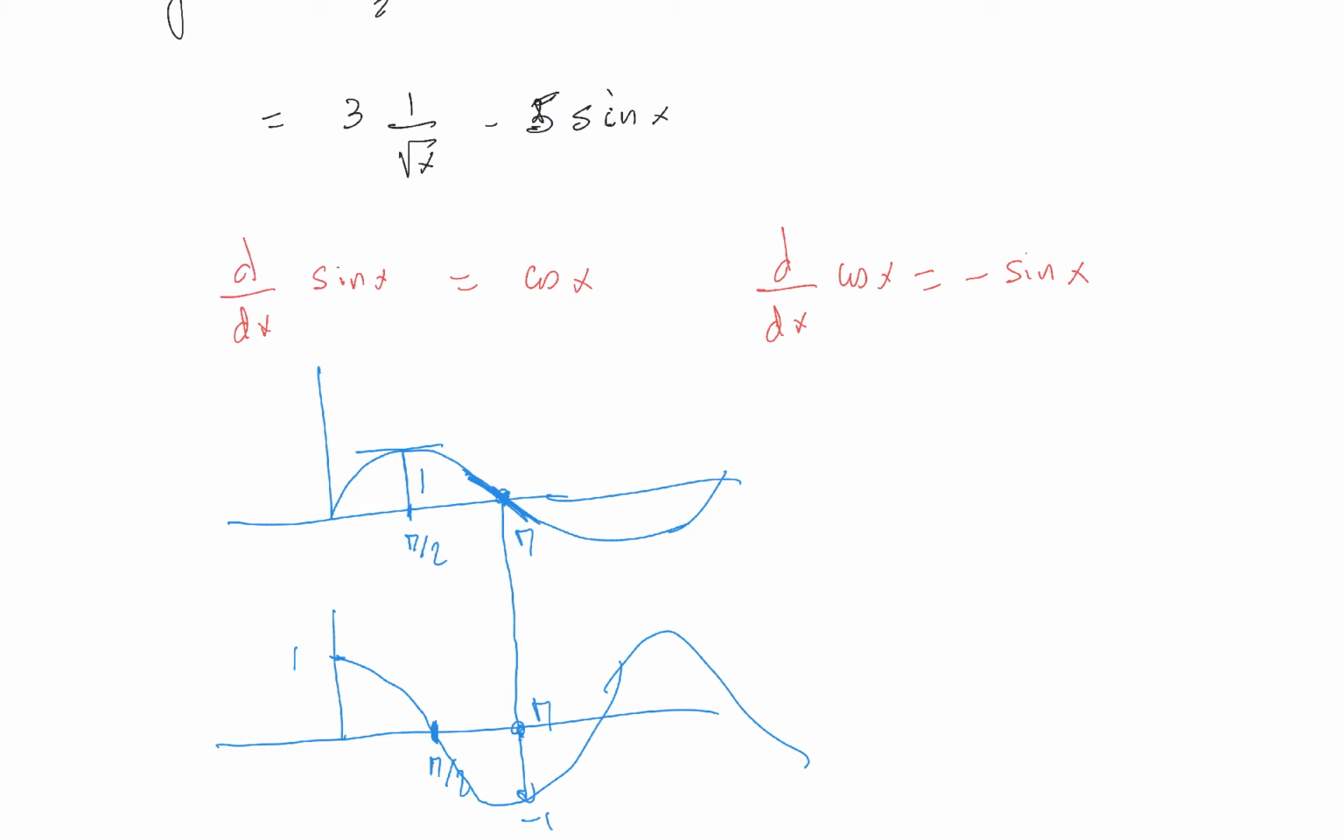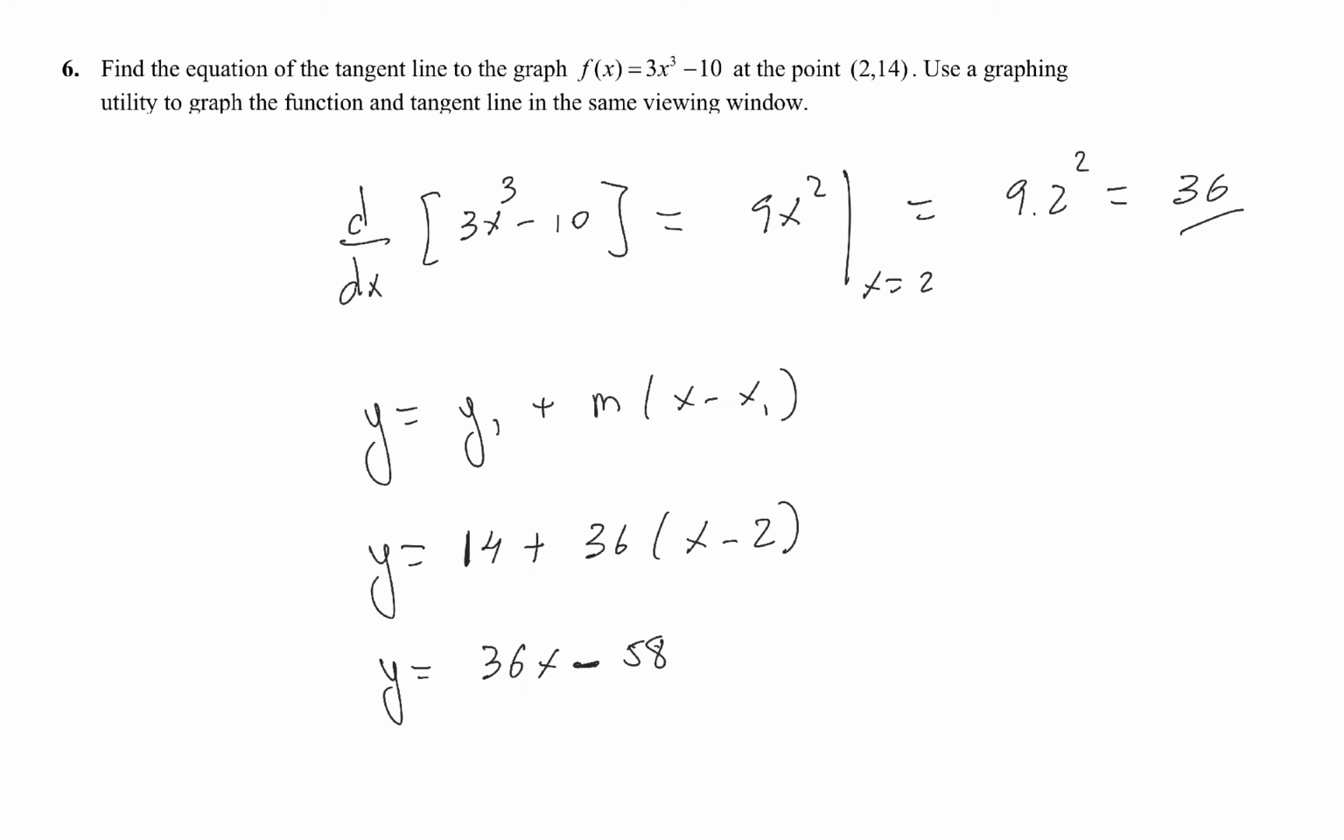Okay, let's go to the next problem. Okay, let's do this problem. It's problem 6. Given the equation 3x cubed minus 10, find the equation of the tangent line at the point 2, 14. So 2, 14 is a point that belongs to this function, because if I input the point 2, 2 cubed will be 2 by 2 by 2, will be 8, 8 by 3, 24, 24 minus 10 will be 14, so this point indeed belongs to the curve.